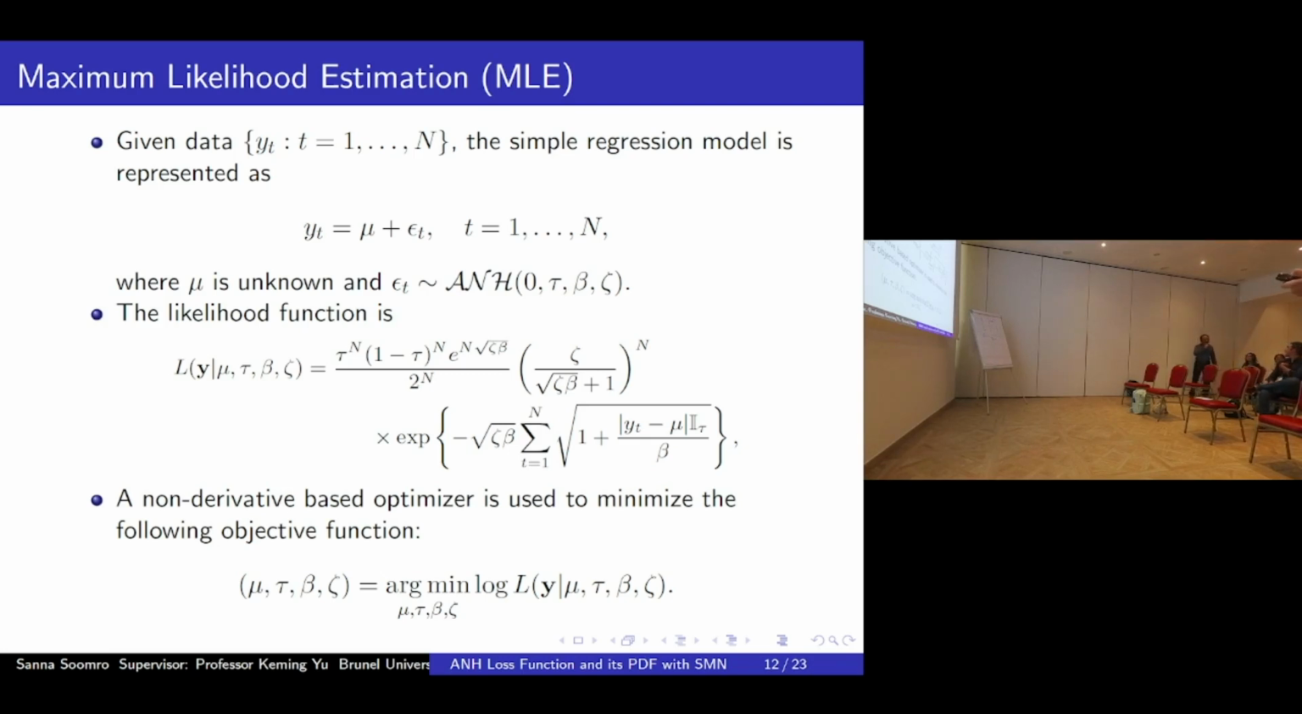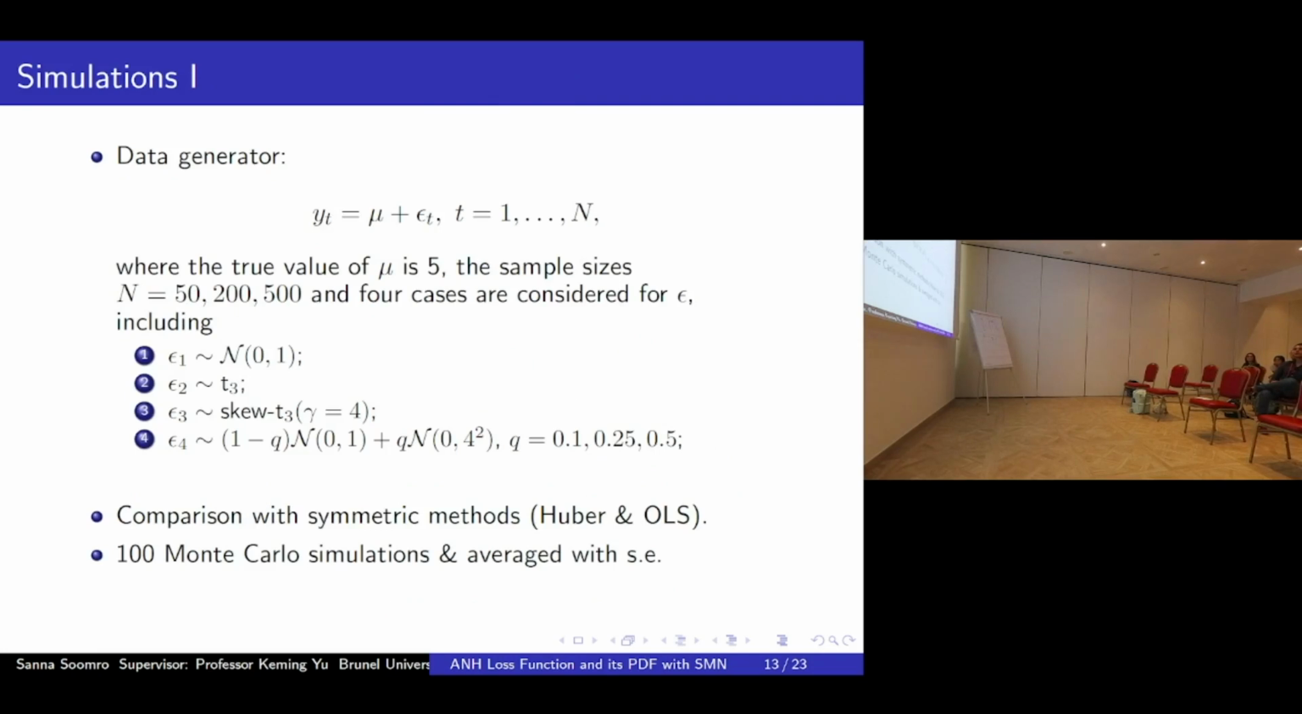Yeah, okay. So I'm going to minimize the negative log likelihood function over mu, tau, and the hyperparameters. Okay, so now we're moving on to simulation. Based on this simple linear regression model, I'm going to consider 3 different cases of sample sizes: 50, 200, and 500.